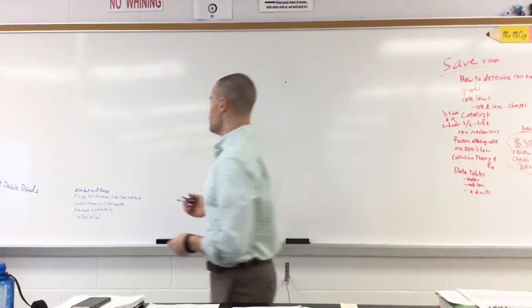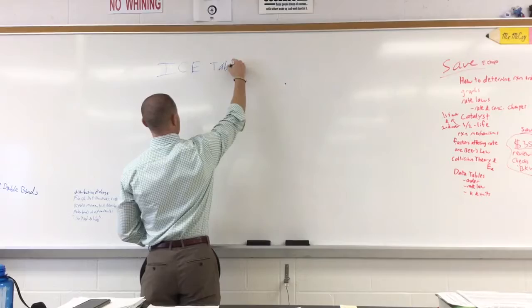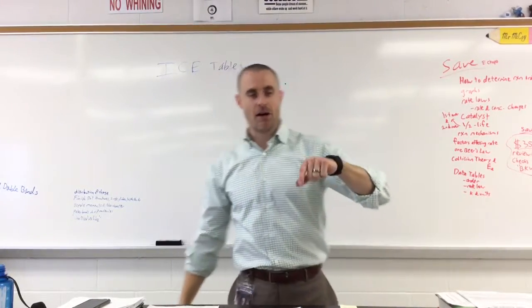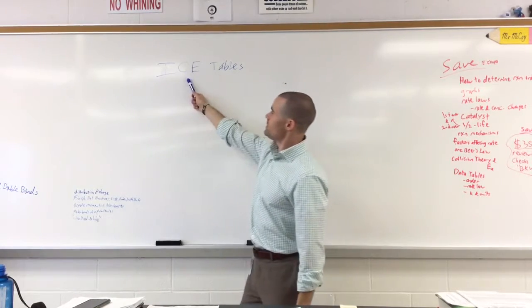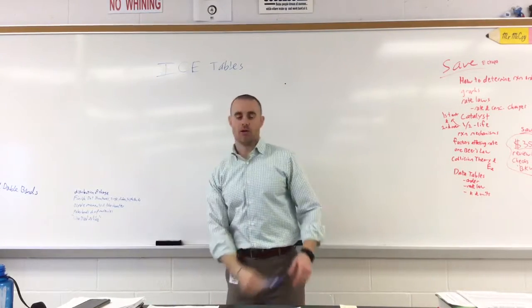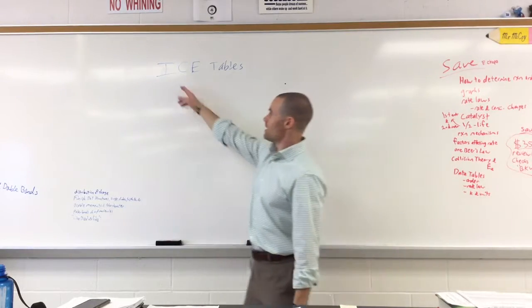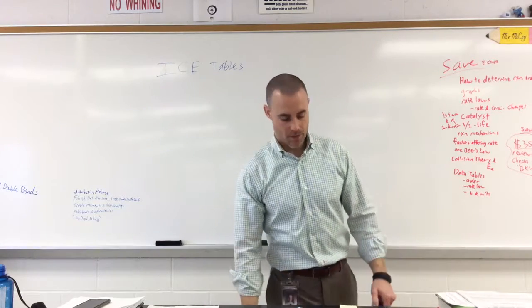All right, so now we're going to use ice tables. What are ice tables for? ICE stands for initial, C stands for change, and E stands for equilibrium. We're going to use this so many times you don't necessarily need to write that out, but I stands for initial, C stands for change, E stands for equilibrium.